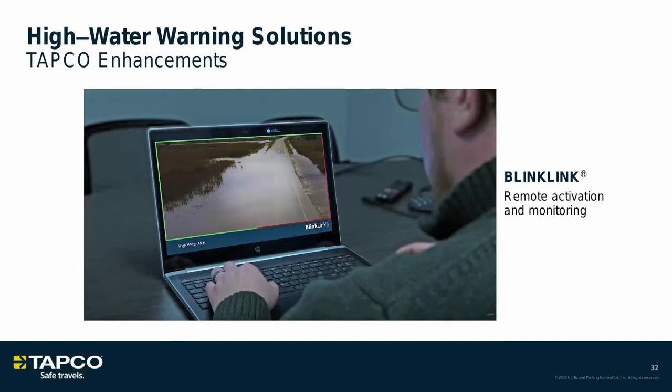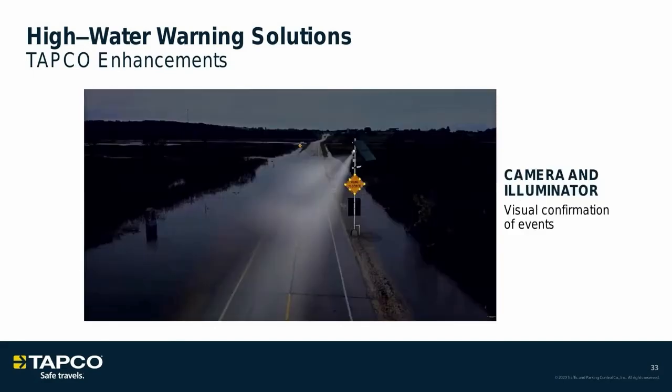This is the camera and illuminator. At night, the illuminators would be great. We can put two on a pole, shining both directions, so drivers can physically see the road is flooded in front of them. We can also do cameras. The camera can send live feeds or just snapshots back to the TMC or any emergency services to show that the road is actually flooded and that there's not a false detection happening. So we've got a couple options there.